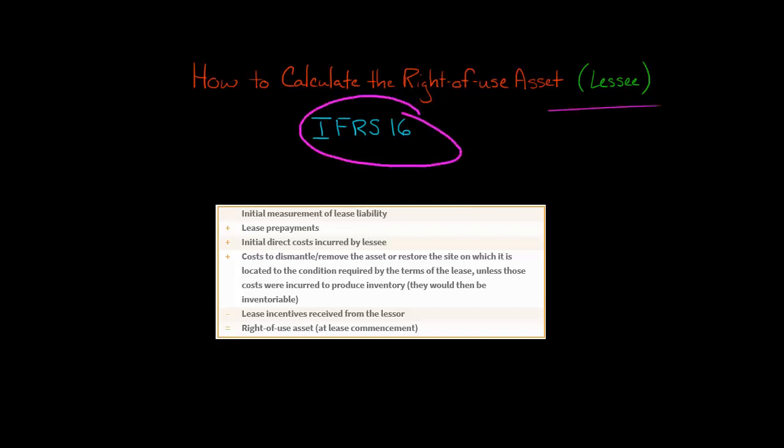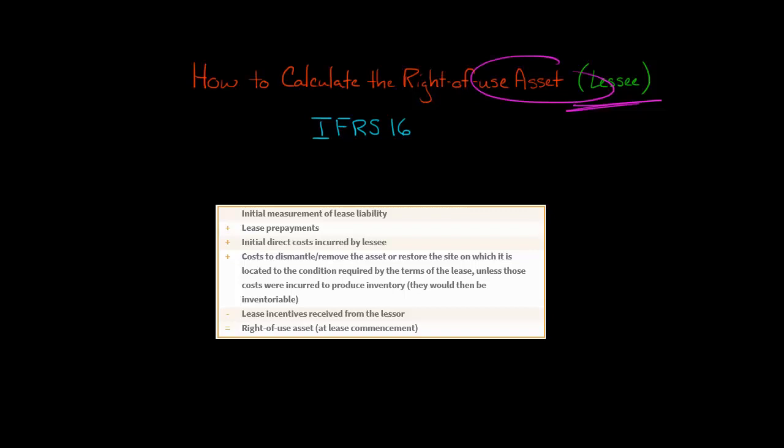IFRS 16 requires lessees to capitalize all leases, with a couple of exceptions. And when you capitalize a lease, you not only recognize a lease liability on the statement of financial position, the lessee also has to record a right-of-use asset on the statement of financial position. So even though it's not taking legal title or ownership of the thing that it's leasing, it still books it as an asset on the statement of financial position.